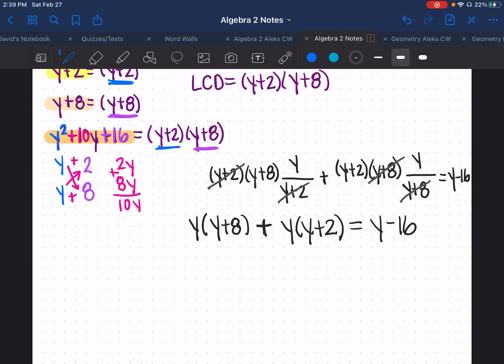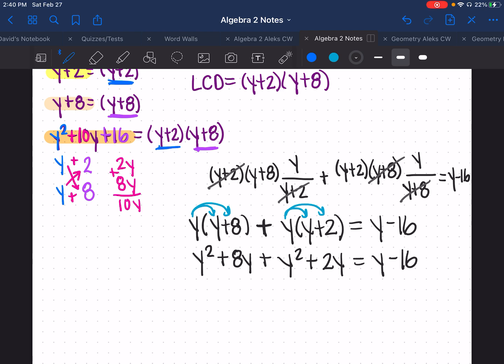I can solve this. I'm going to distribute the y's for both of these first ones. That's the next thing I'm going to do. y times y is y squared. y times 8 is 8y. y times y is y squared. And y times 2 is 2y. Okay. I'm going to combine together my like terms. y squared plus y squared would give me 2y squared. And 8y plus 2y is going to give me 10y.